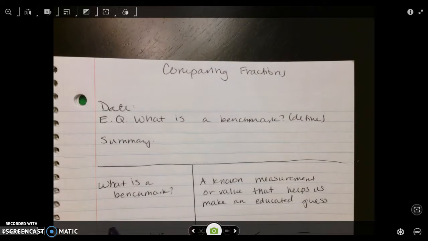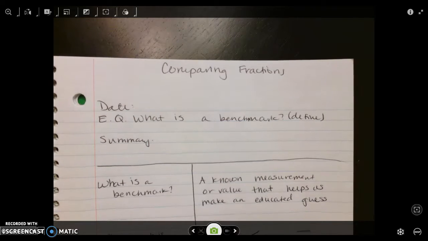So a benchmark is something that's a known measurement or value that helps us make an educated guess. And as we start working with estimating our answers and comparing items, it's good to have something that you can compare it to, which is why we tend to use something that we know.